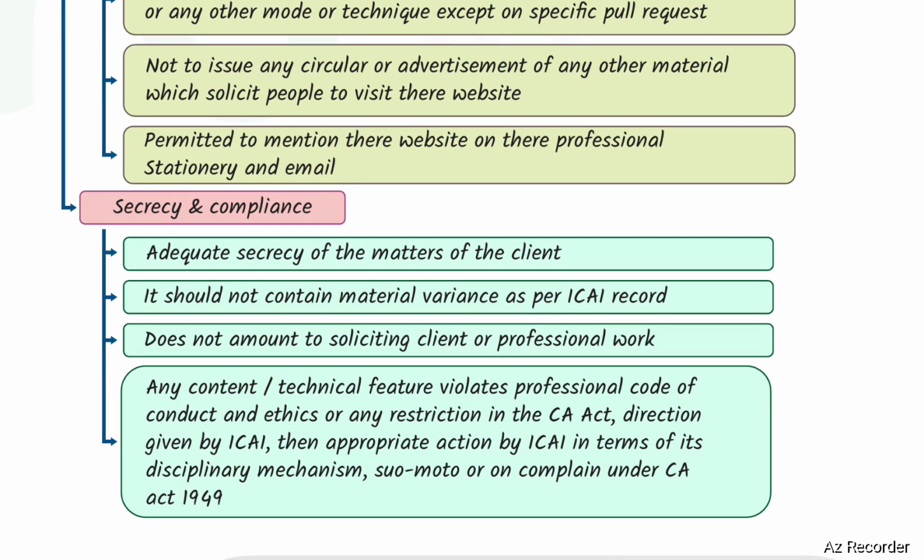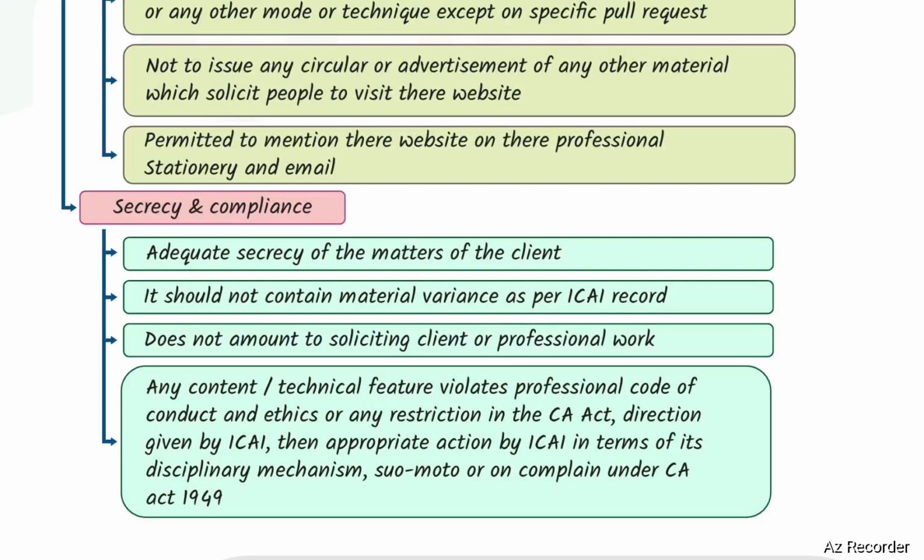Secrecy and compliance. Adequate secrecy of the matters of the client should be maintained. It should not contain material variance as per ICAI record, and does not amount to soliciting client or professional work. If any content or technical features violate the professional code of conduct and ethics or any restriction in the CA Act, or direction given by ICAI, then appropriate action by ICAI in terms of its disciplinary mechanism, suo motu, or on complaint under CA Act 1949.